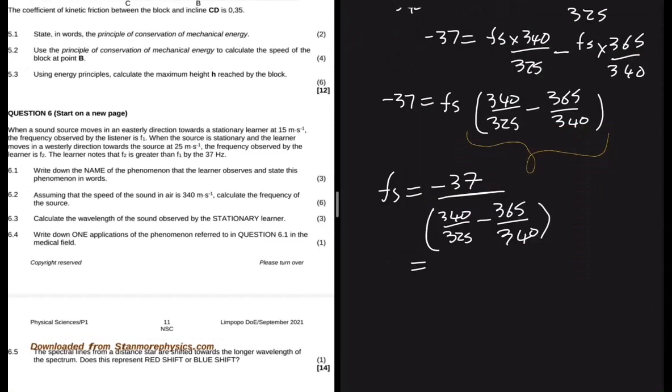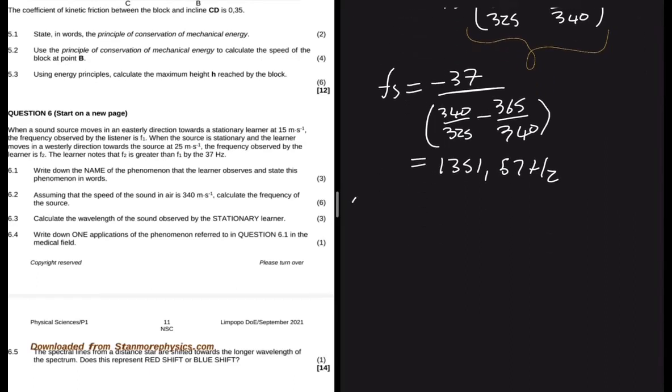And when I punch that in my calculator, I'm getting 1351.57 hertz. So if you look at this problem that we just did, the physics is really straightforward, right? We have a scenario where the sound source is the one moving, and a scenario where the listener is moving. As soon as you set up your equations, you're just left with solving the math. So let's do 6.3.